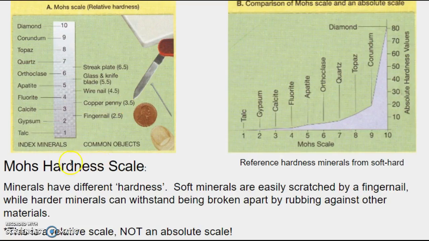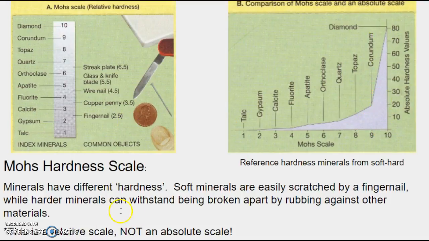So further properties involve hardness. We'll be using the Mohs hardness scale. Minerals have different hardness. Soft minerals are easily scratched by a fingernail, while harder minerals can withstand being broken apart by rubbing against other materials. So the Mohs hardness scale is 1 to 10. These are your index minerals. Talc is a hardness of 1, gypsum is a 2, calcite is a 3, fluorite is a 4, apatite is a 5, orthoclase, this is a feldspar, at 6, quartz at a 7, topaz at 8, corundum at 9, and 10 is diamond.